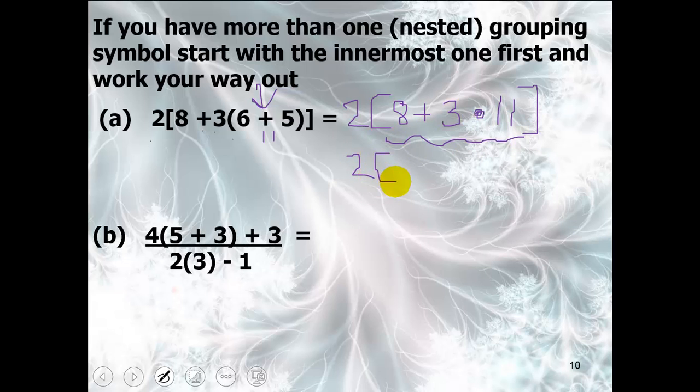I have 8 plus 3 times 11. All right. My order of operations says I have to do the multiplication first. So I have 8 plus 33. Now I add 33 and 8 together, and I get 2 times 41, which is equal to 82.